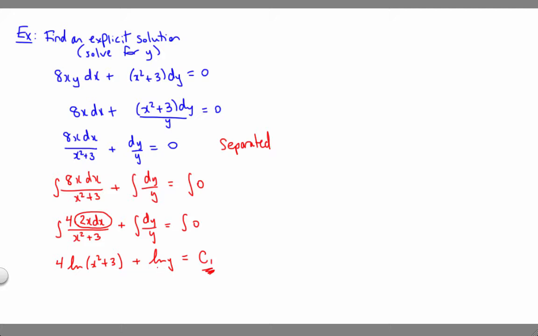And then final comment is that if the question were asking for an implicit solution, then we could stop here. But remember that the question is asking us for an explicit solution, so we do have to do some extra algebra here to solve for y. At this point, the calculus is done, but we need to do some algebra.